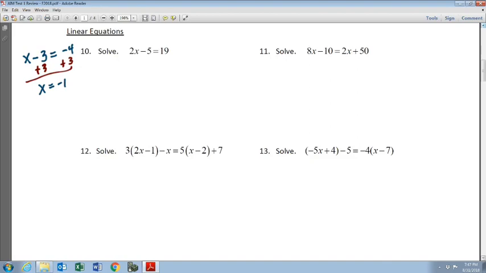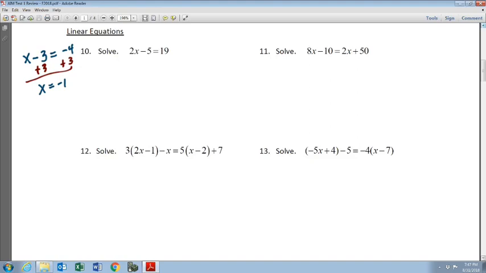So that's what I call a 1-step equation. In one step, we were able to get x by itself. So that's a 1-step equation. Number 10 is actually what I'd call a 2-step equation. Notice to get x by itself, you're going to have to get rid of that 2. And since it's 2 times x, we'll do the opposite and divide by 2. And we also have to get rid of the -5, so the opposite of subtracting 5 would be adding 5. And so that's what we'll be doing.